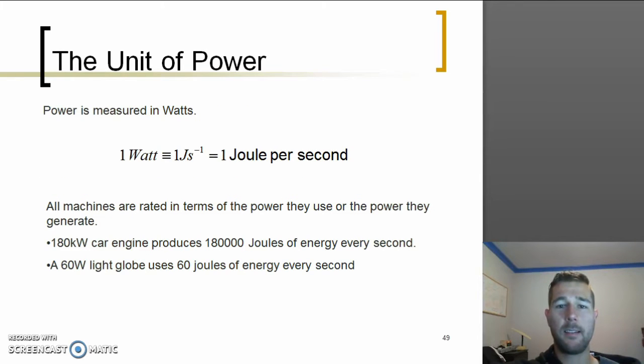However, the international standard unit for power is actually watts. This is spelled W-A-T-T. You might have heard items such as light globes, for example, measured in watts. So what this means is a 60 watt light globe uses 60 joules of energy every second.